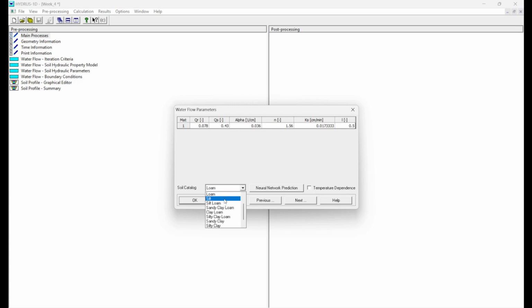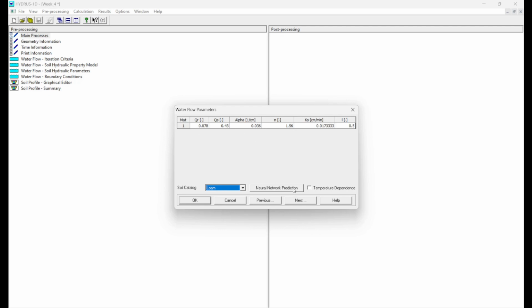So if we change the soil type, these values will change, or we can also type these values manually if we have the information regarding them. Let's see, so these are changing. For now, if I choose loam, then we can choose these values, right?